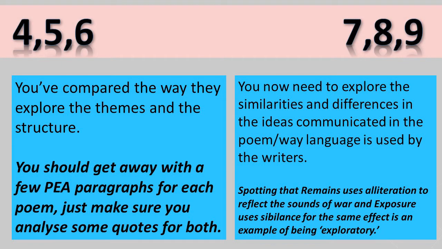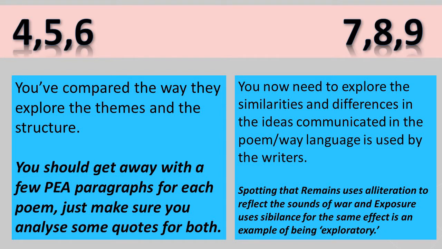Okay, so we've got our introductory paragraph, we've got a paragraph exploring structure. Now it's time to start exploring the poems. Now, before we move on to paragraph 3, if you're aiming for a 4, a 5 or a 6, so far we've explored the themes and the structure, we've mentioned a little bit of context. You should get away with a few PEA paragraphs for each poem. Just make sure you analyse some quotes from both, because you'll limit the marks you'll get if you only talk about one poem. You've got to explore both poems.